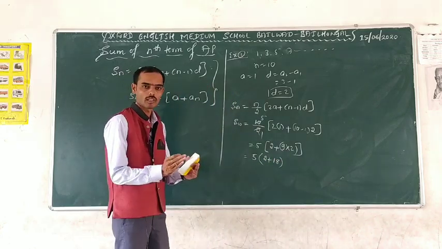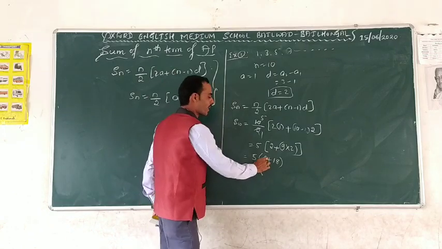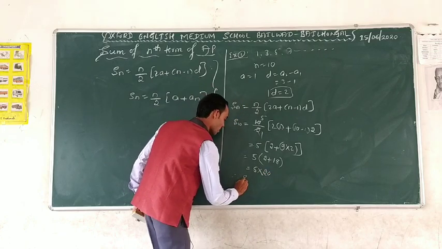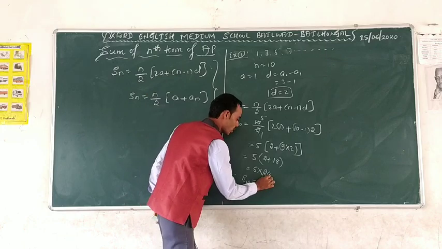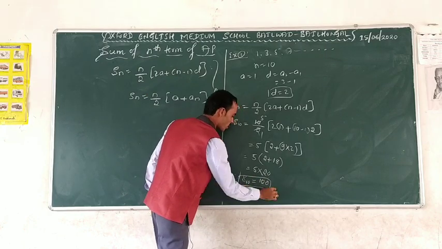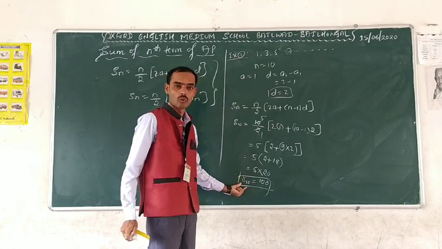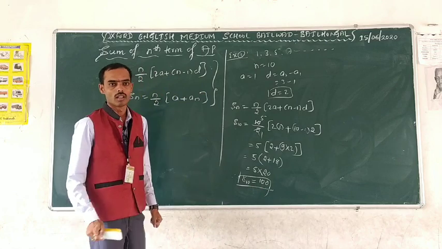First we have to simplify inside the bracket, afterwards outside the bracket. 5 into (18 plus 2), that is 20. Therefore, S10 is equal to 5 twos are 10, 1 and 0 as it is. Therefore, for this sequence S10 is equal to 100. The sum of 10 terms is equal to 100.